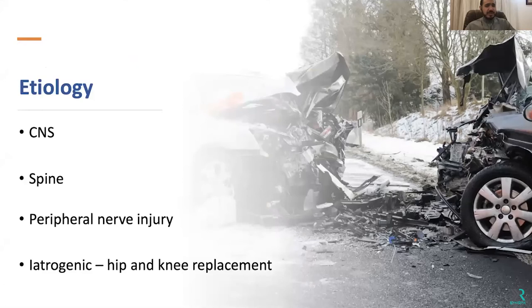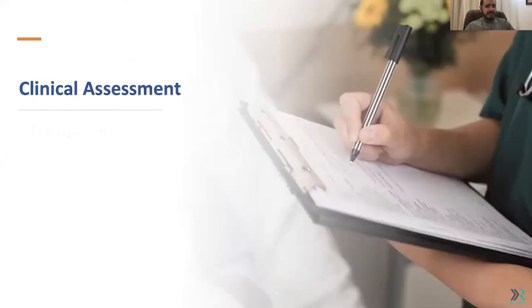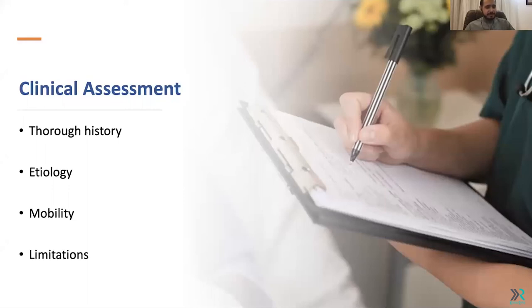So etiology, just to have a broad approach, could be central nervous system, similar to the case that Dr. Ehrman showed, could be spine-related, could be peripheral nerve injury or neuropathy, which is the most common we see in our practice, or could be iatrogenic, whether it's hip and knee replacement cases or a spine complication. Clinical assessment has been covered. It really emphasizes taking a thorough history. You want to make sure that you know the etiology of the foot drop. Is the patient bedridden, wheelchair bound, or able to walk? What's the patient's limitation?